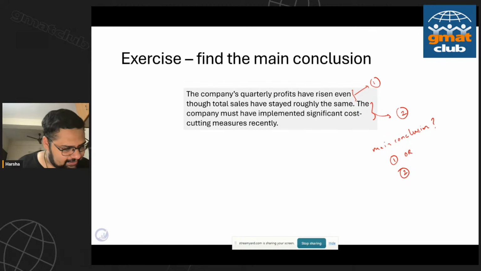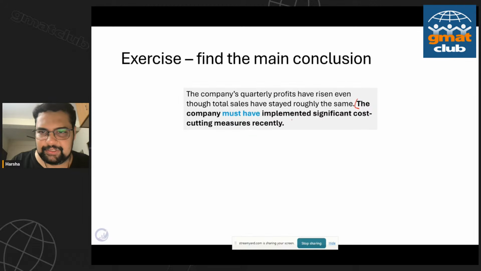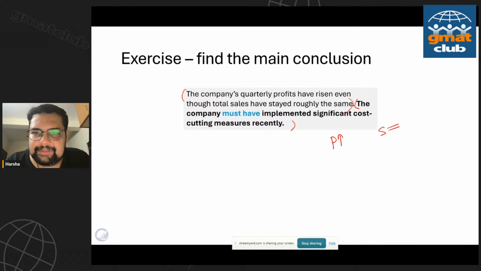Yeah, so let's see. Second sentence, second line, first line. First line, okay. Quarterly profits. All right, so the main conclusion is actually the second line. The first line, if you really think about it, is again telling you this is what happened, right? The company's quarterly profits have actually risen. The profit has increased even though the sales has remained at the same level. Based on this, the author is hypothesizing about what must have happened to enable this.